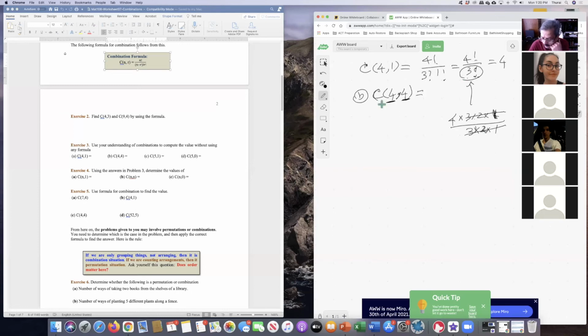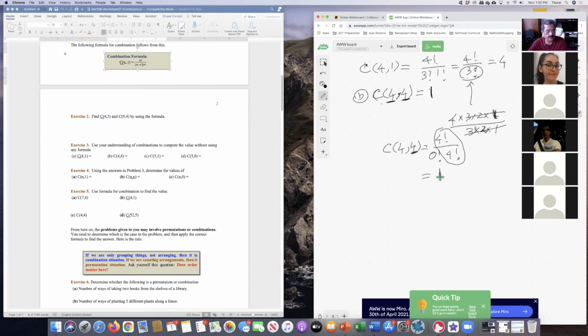Okay, going to C(4,4). C(4,4) means 4 objects are given. We are choosing all 4 of them. So how many ways are there? Only one way. You're choosing all 4. So 1 is the answer. Let's apply the formula and see if we get the same answer. Factorial 4 divided by 4 minus 4, which is 0 factorial, times 4 factorial. 0 factorial is 1, and these two cancel out to 1. So 1 is the answer.